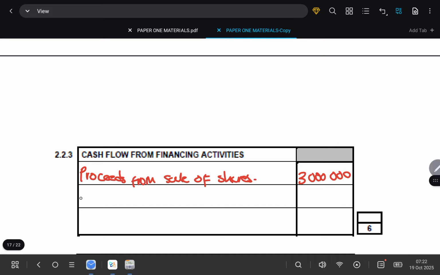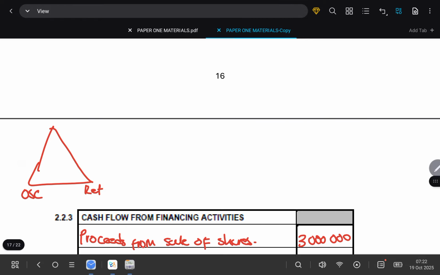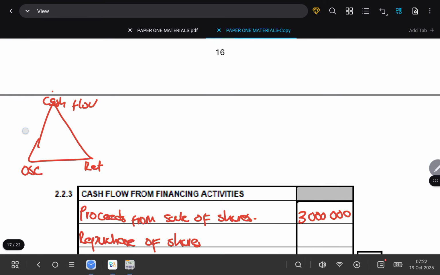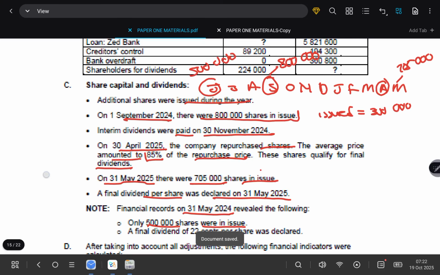And then also remember, we have repurchase of shares. Your repurchase includes this triangle. You use this triangle in the repurchase. You'd have your ordinary share capital, your retained income, and then your cash flow. Now what we want is this here. Our ordinary share capital, remember, is 10 rand 20.